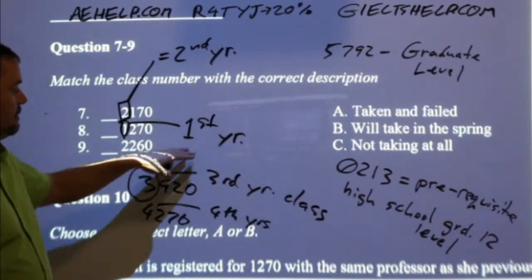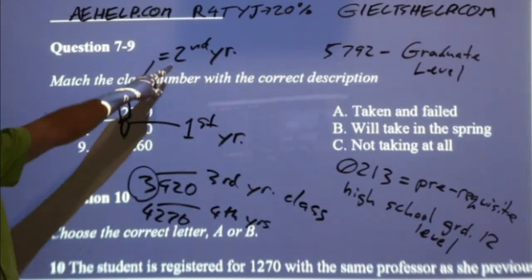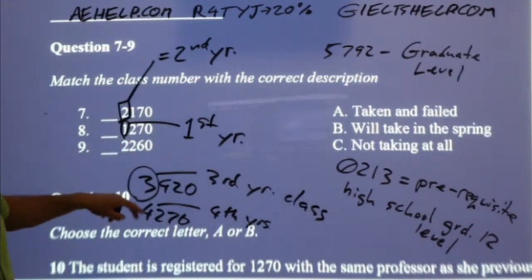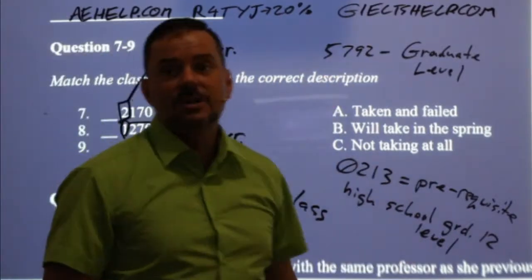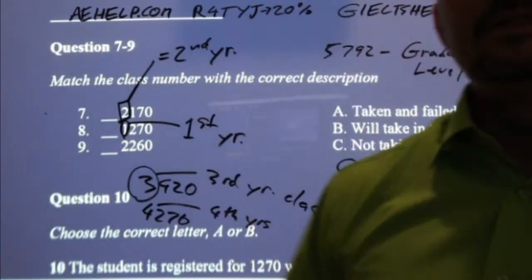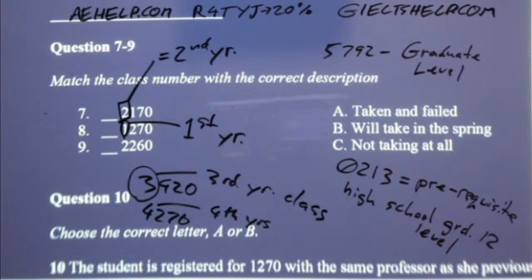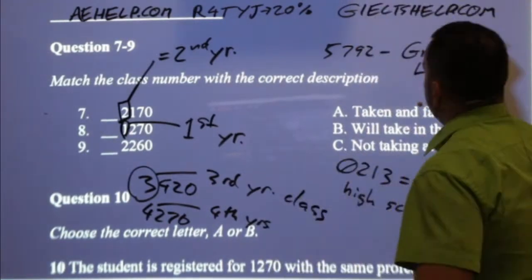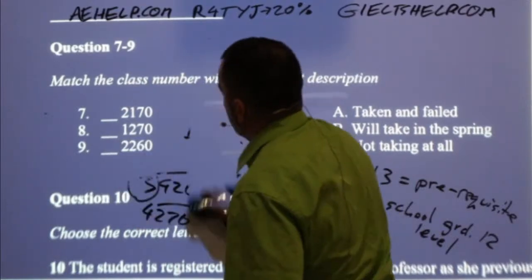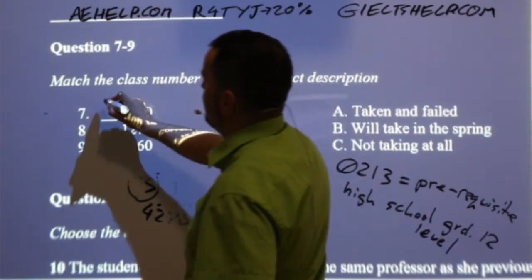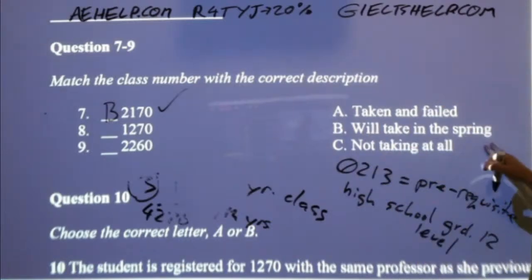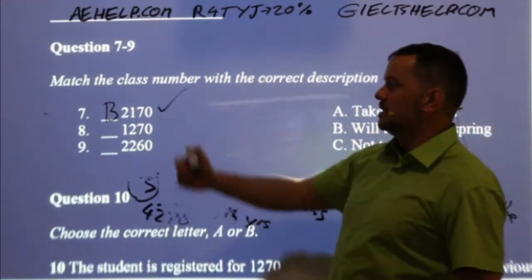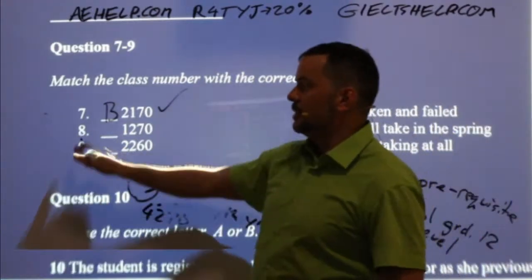Then you'll have first year classes starting with a 1, second year with a 2, third year with a 3, fourth year with a 4, and graduate level classes with a 5. So that's just kind of an interesting little side note there for all of you planning to go to school. And all of those students who answered B for number 7, you're correct. So she will take it in the spring. She's enrolled in second year, so it makes logical sense.